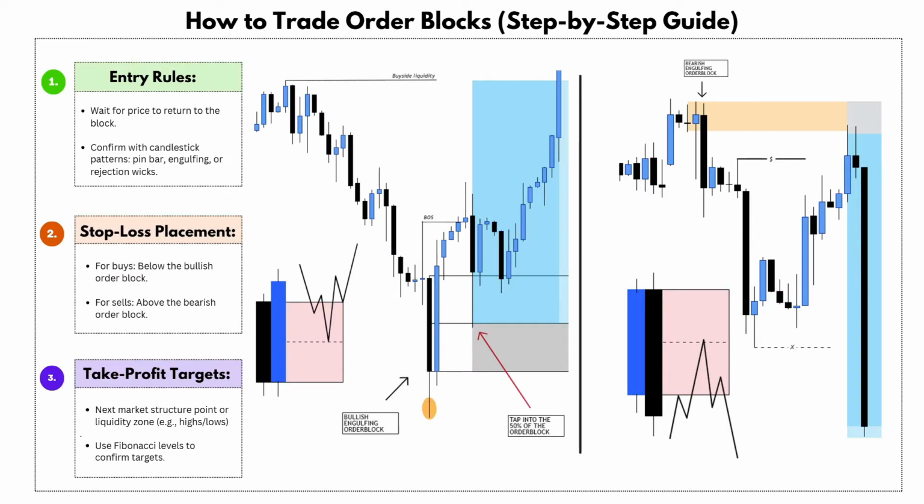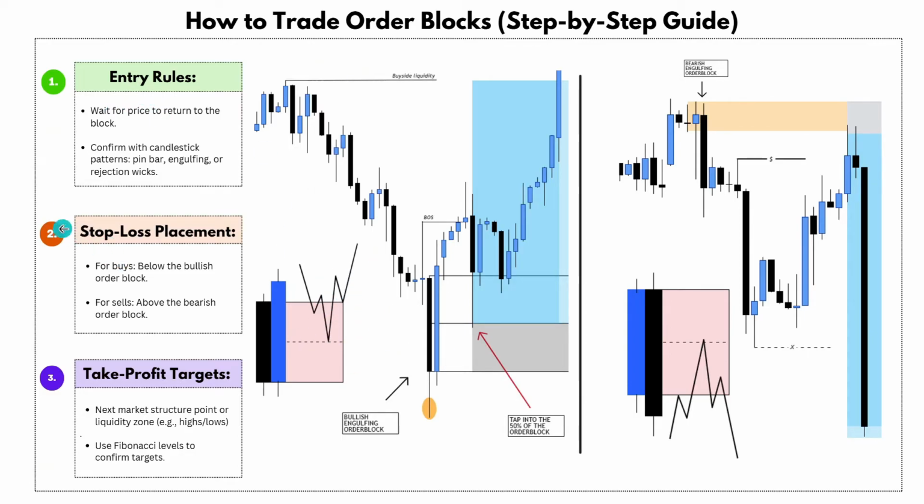So now we'll go over how to trade the order blocks step by step. The first thing we have to observe is our entry rules. We'll wait for price to return to our order block. That is one of our rules, that we have to wait for price to retrace into our order block. And then we have to confirm the order block with a candlestick pattern, either a pin bar, an engulfing, or rejection wicks. So right here we can see that this is a bullish engulfing order block. This qualifies as a good order block as per our rules.